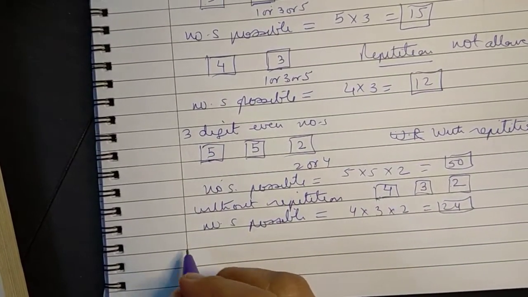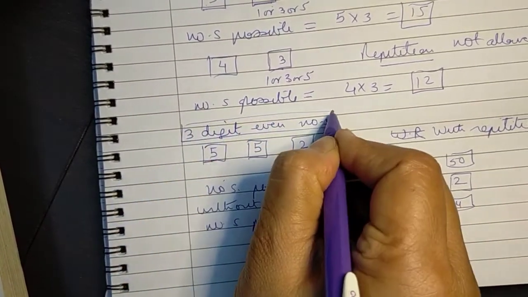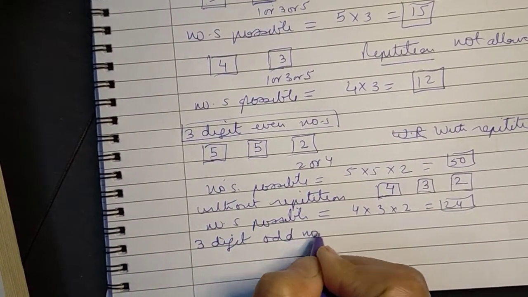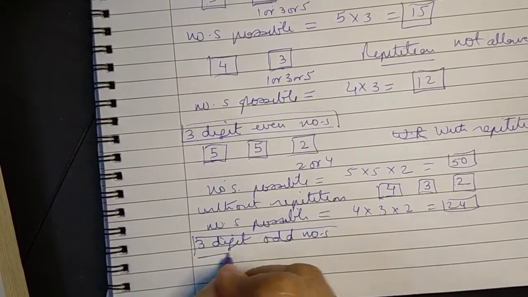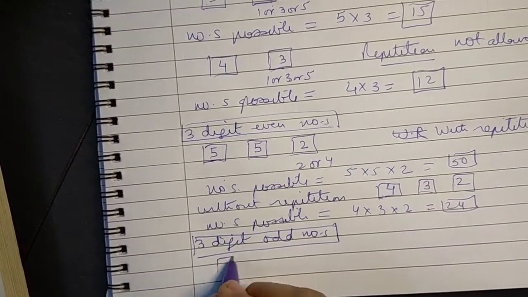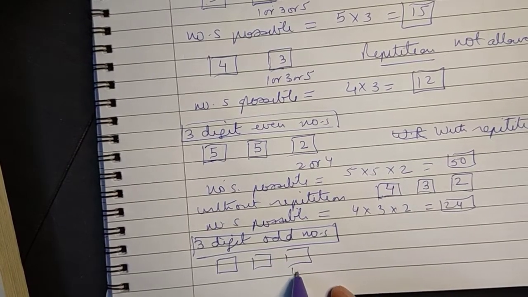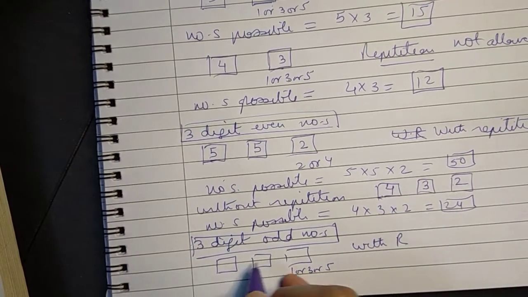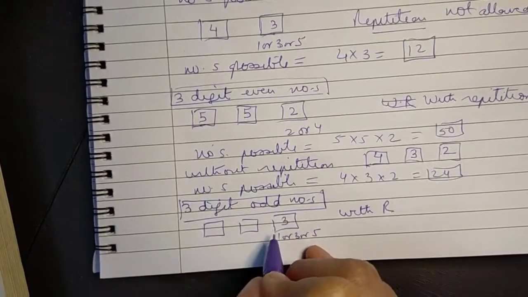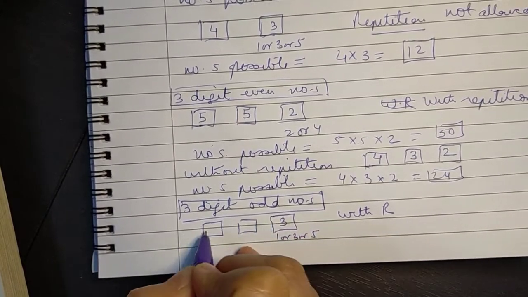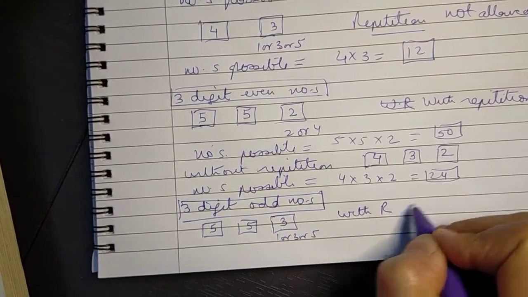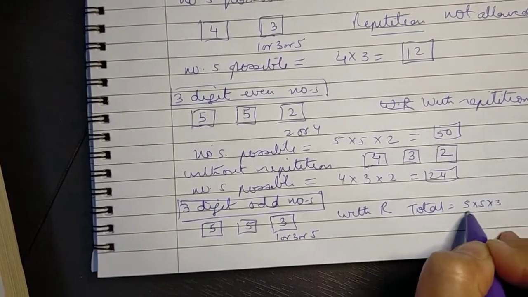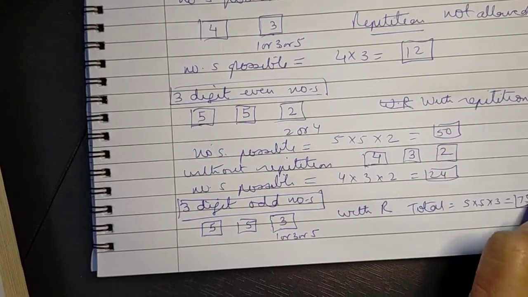Now here suppose we are finding 3-digit odd numbers. Then 3-digit odd numbers, 1 or 3 or 5, with repetition. So what do we have? 3 available here. No matter what you have used, all 5 are available here, all 5 available here. Total possible is equal to 5 into 5 into 3, that is 25 into 3, that is 75.